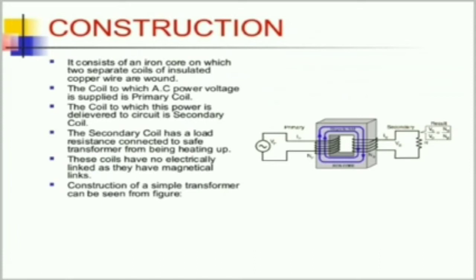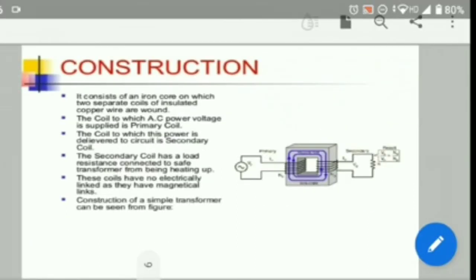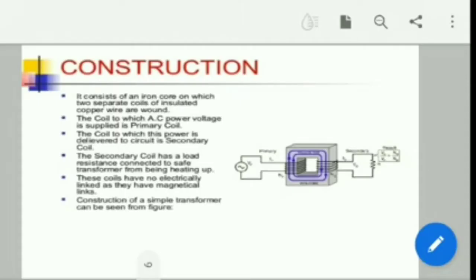Construction. It consists of an iron core on which two coils of insulated copper wire are wound. The coil to which AC power voltage is supplied is the primary coil. The coil to which this power is delivered to the circuit is the secondary coil. The secondary coil has a load resistance connected to protect the transformer from heating up. These coils are not electrically linked, but they have a magnetic link.